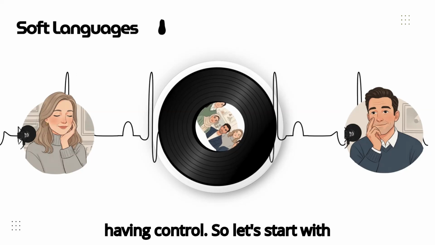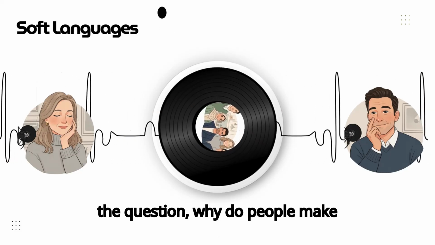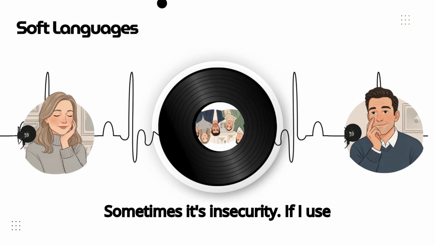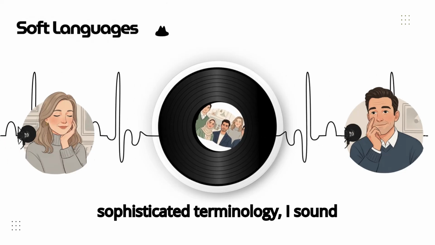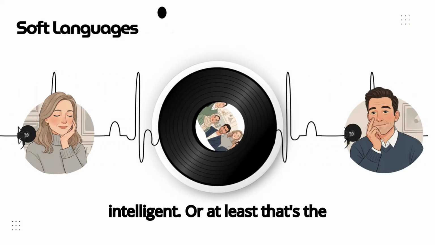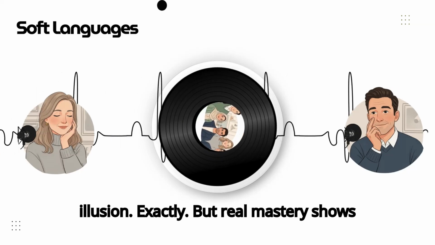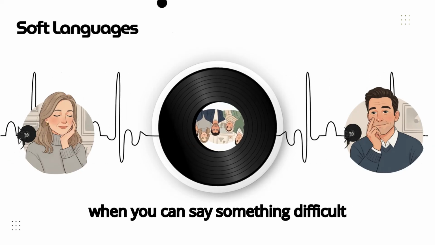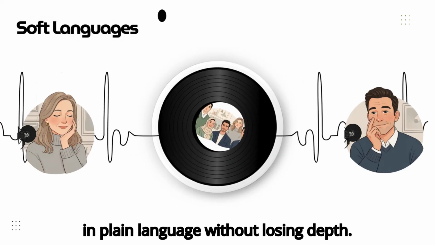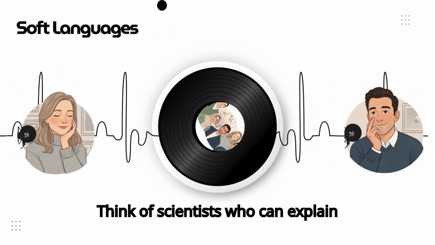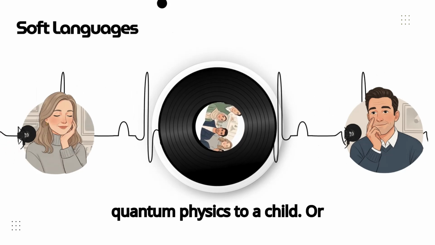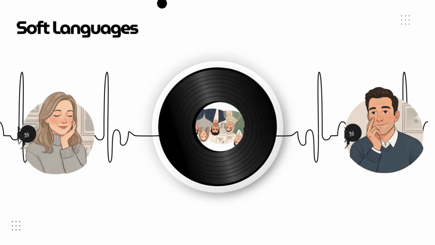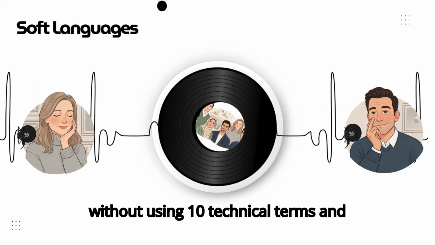So let's start with the question. Why do people make complex ideas sound even more complex? Sometimes it's insecurity. If I use sophisticated terminology, I sound intelligent. Or at least that's the illusion. Exactly. But real mastery shows when you can say something difficult in plain language without losing depth. Think of scientists who can explain quantum physics to a child. Or economists who can describe inflation without using 10 technical terms in one sentence.